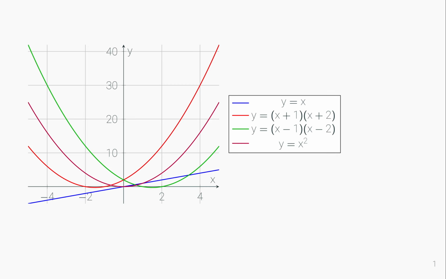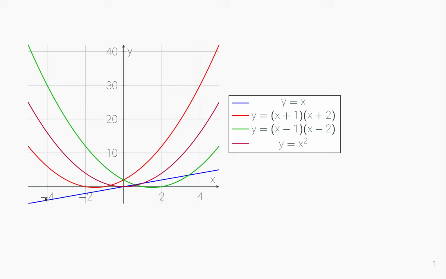So we look at this plot, okay? Now you look at the blue line. The blue line is the plot of y is equal to x. Now you see, it's a linear straight line, okay? So you can very clearly say that from minus infinity to infinity, y always increases, okay?